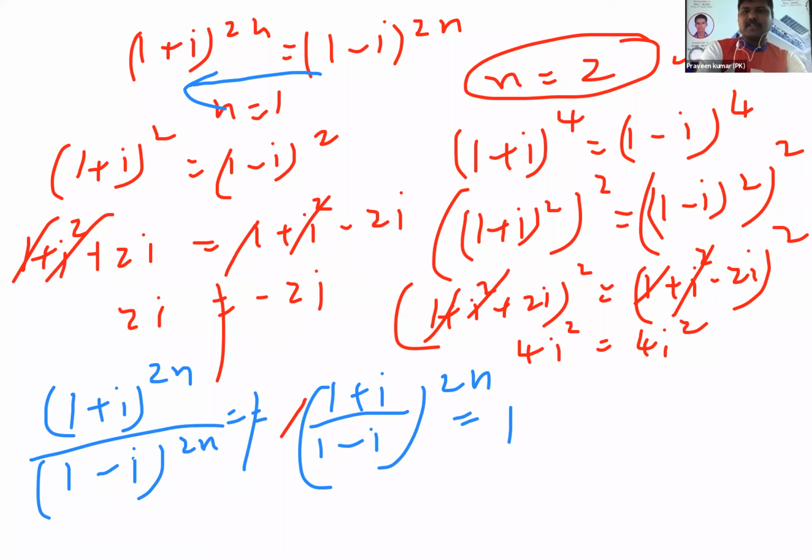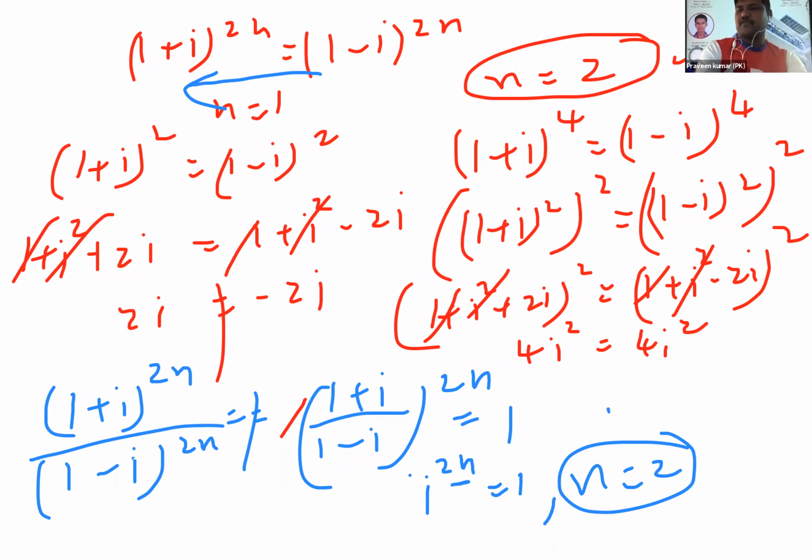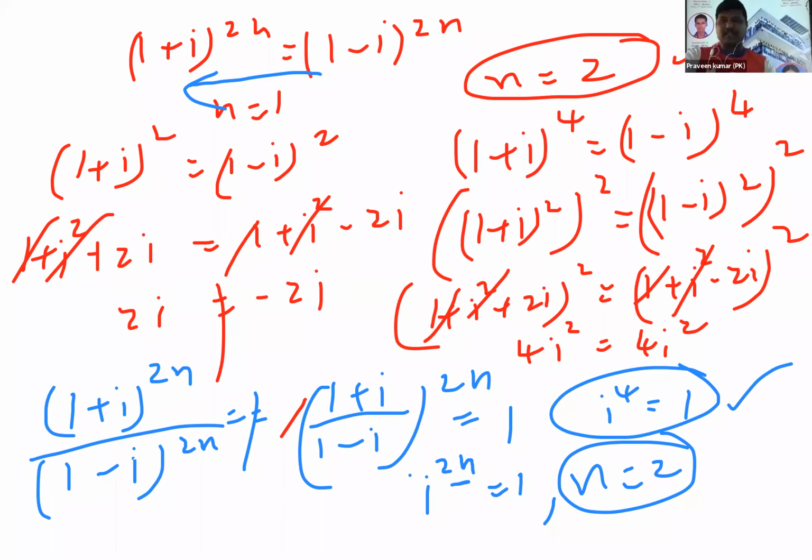(1 plus i)/(1 minus i) means what? i. So i power 2n is 1. Now n is equal to 2, so 2 twos are 4, and i power 4 is 1. So n is 2, like that is also possible. Very good. Simple shortcut.